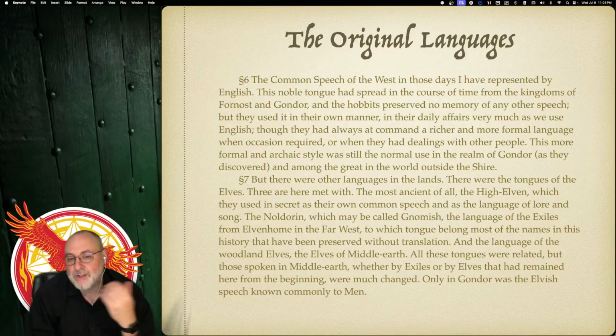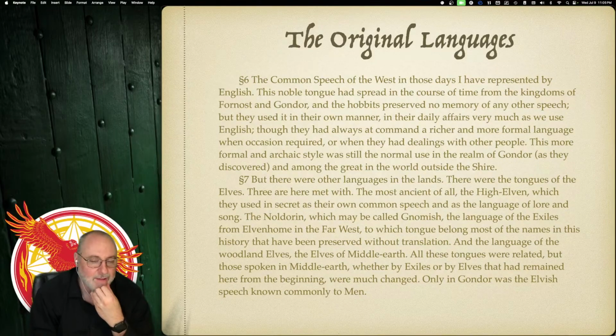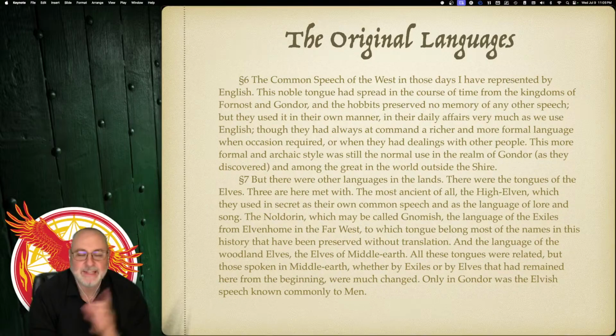So that might just be he might not have intended that. But I think it's kind of funny anyway. Maybe he did think that English was a noble tongue, but that's not the noble tongue in question. The common speech is the noble tongue. Yeah, so the common speech of the West I have represented by English.